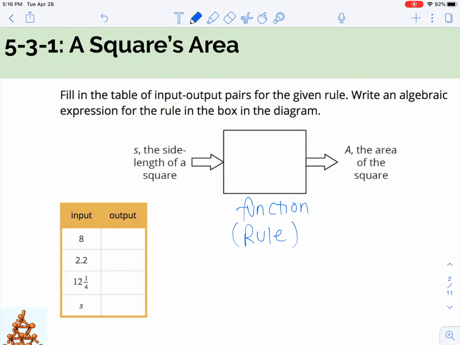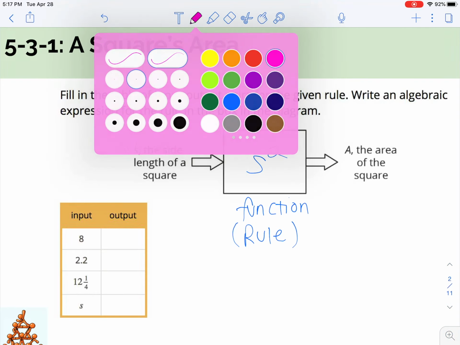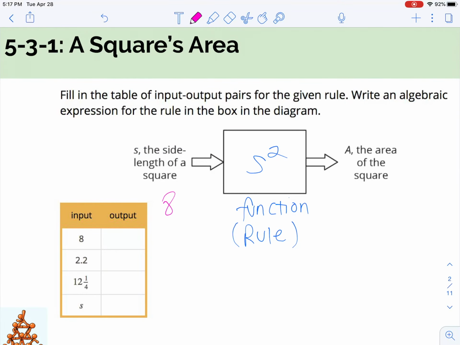It says S, the side length of a square, and A, the area of a square. That just means that you're given a side length and then you get the area. So what do you do to get the area of a square from the side length? Well, you square it: S squared. That's what goes there. So if you're getting an 8, you do 8 squared, and I believe that's 64. If I'm wrong, then catch me and fix it. But we're going to say it's 64. And then you do the same thing with the others.